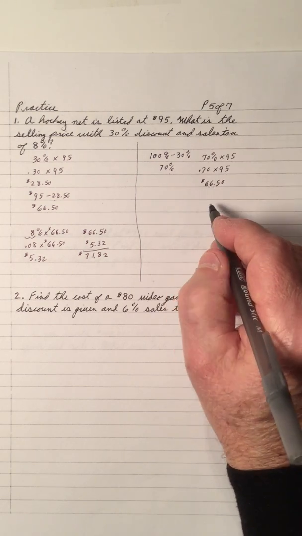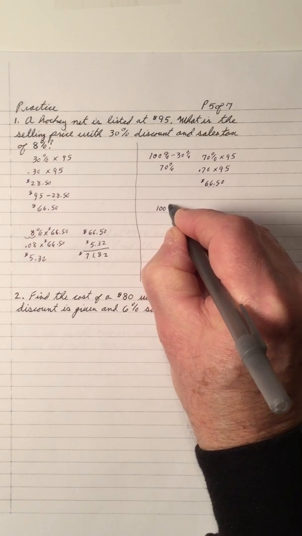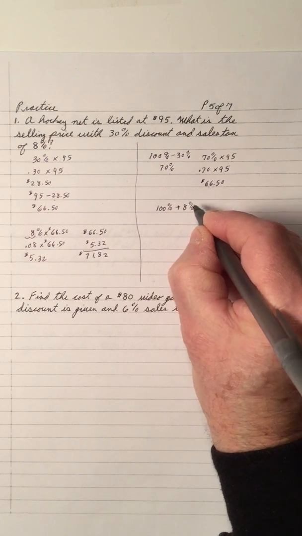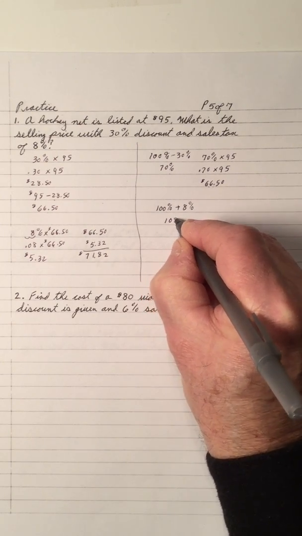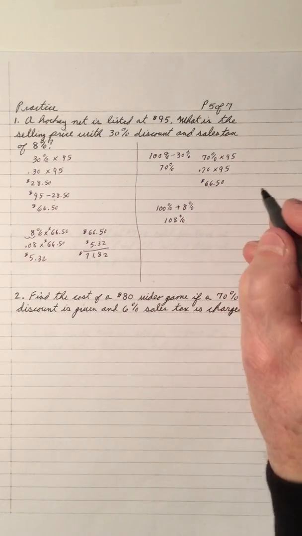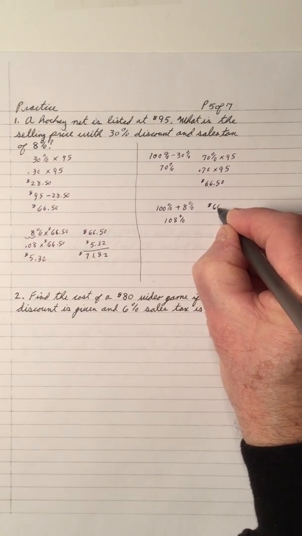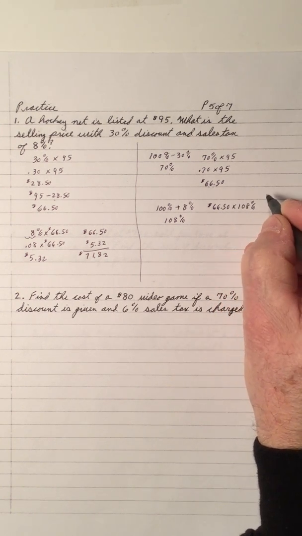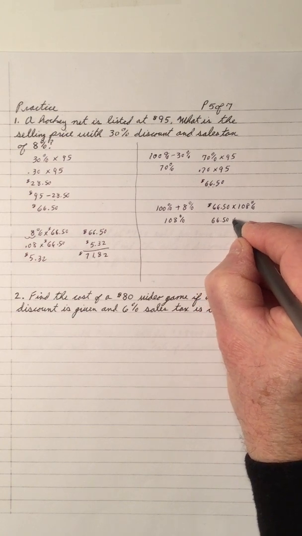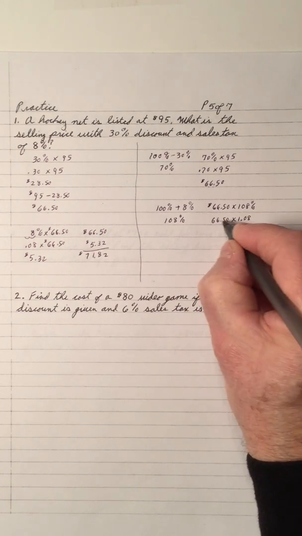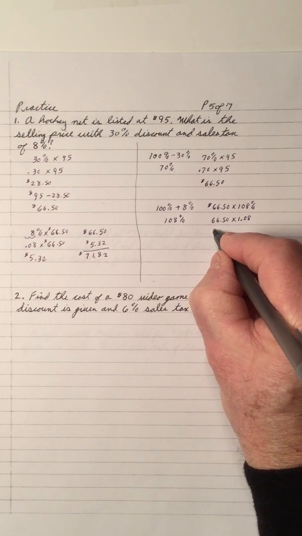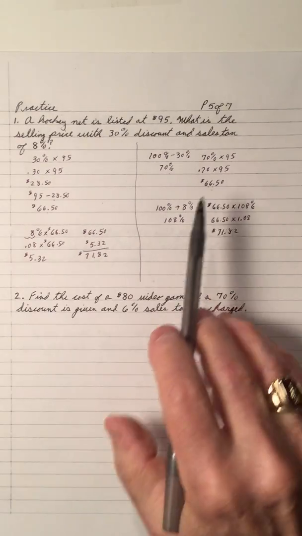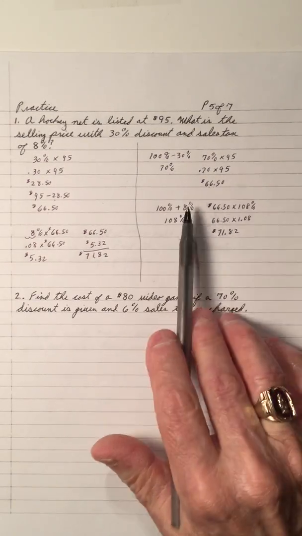Now the sales tax is 8%. So that means you're going to pay for the article, which is 100% plus the 8%. So when you do a sales tax, you're really doing 108% of the price. So if you took $66.50 and you multiplied it by 108%, that's $66.50 times 1.08. And when you multiply that out, you have $71.82. Try your calculator.